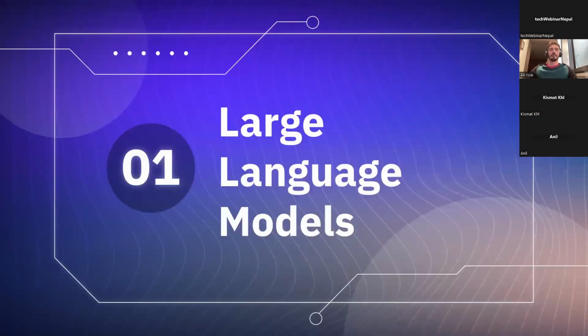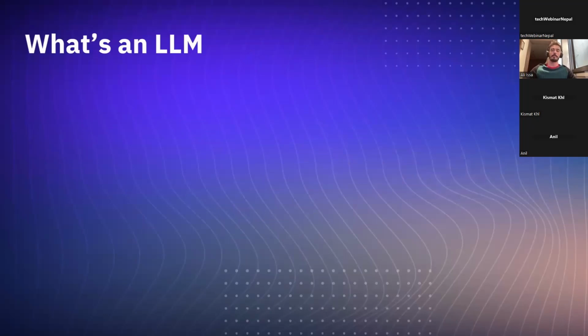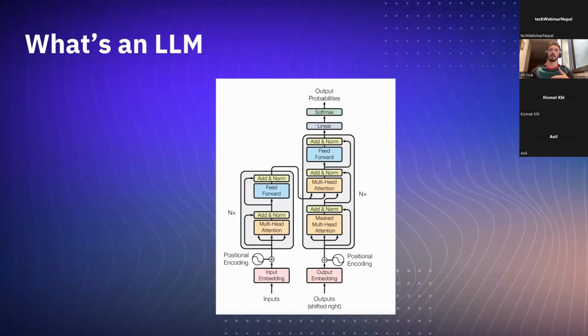So let's start with large language models. So when you talk about an LLM, it's basically a complex AI algorithm, which is based on the transformer architecture. And mainly, for those who don't know what is a transformer, it's basically composed of an encoder and a decoder. And when we talk about an LLM, we don't usually mean models like ChatGPT or Google Bard. There are two types basically of an LLM.